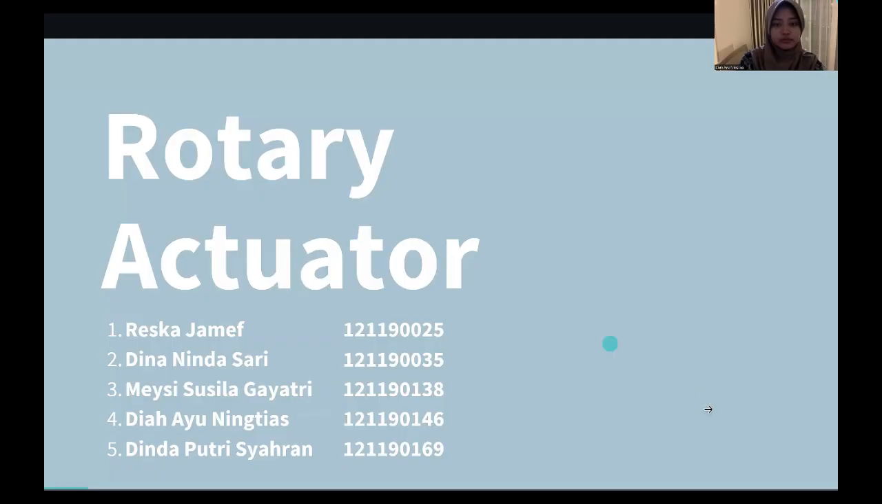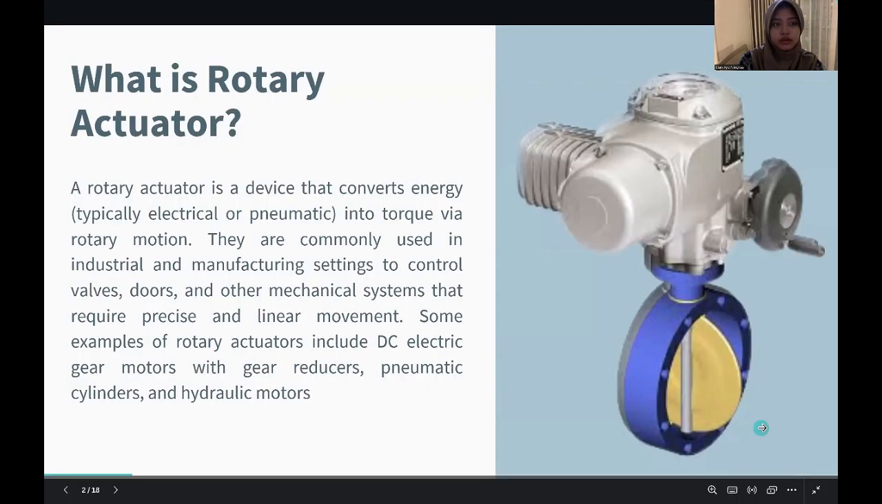Okay, on this occasion, I would like to present about rotary actuators. Okay, let's get straight into the material. Okay, what is a rotary actuator?